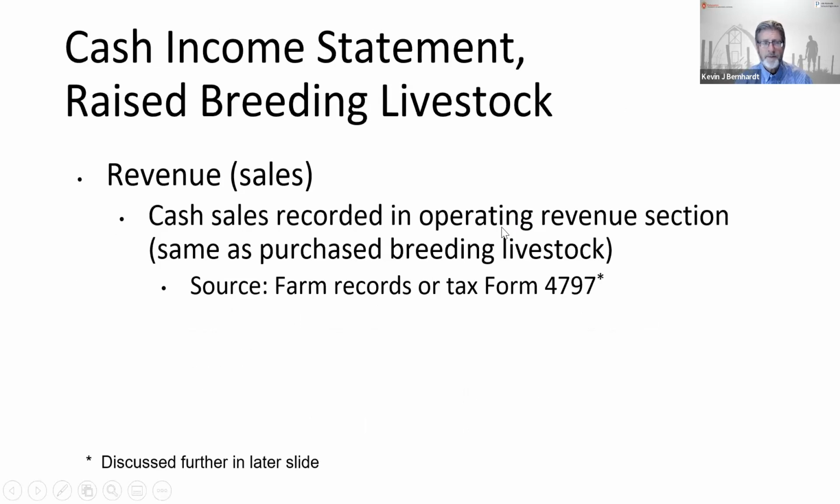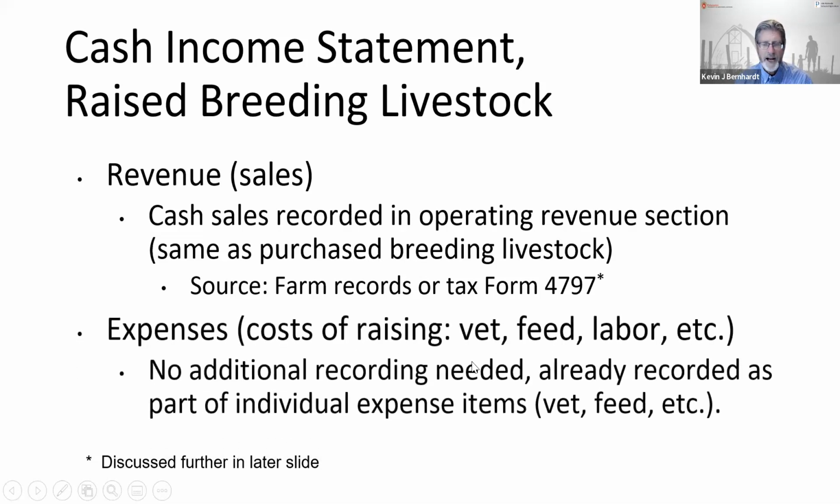For the cash income statement for raised breeding livestock, now let's switch gears to raised breeding livestock and look at the cash and accrual income statement. So the cash income statement for raised breeding livestock, the revenue is going to be treated exactly the same as the purchase. So it makes it very easy. Whatever is on our farm records for all breeding livestock, raised or purchased, is going to go into that operating revenue section. Or we could use, again, tax form 4797 to find that information as well. But there's no difference between raised and purchased livestock in terms of recording the revenue from sales of those animals.